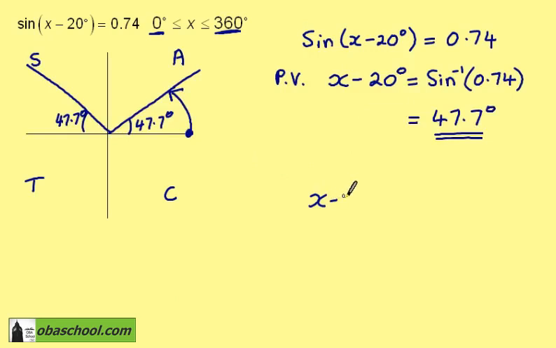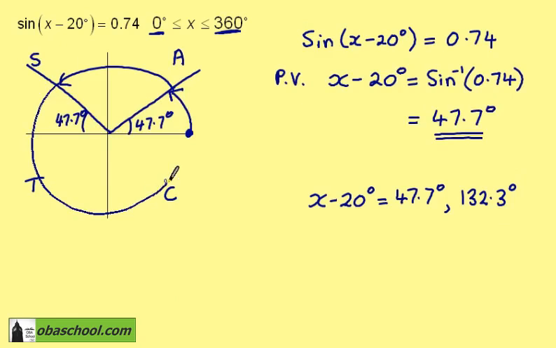Remember, we're solving for x minus 20 to begin with. So 47.7 degrees. We continue and the next solution is 47.7 before we get to 180. So we do 180 take away 47.7, giving us 132.3 degrees. We then continue on around until we get to 360, but we don't meet any more solutions.